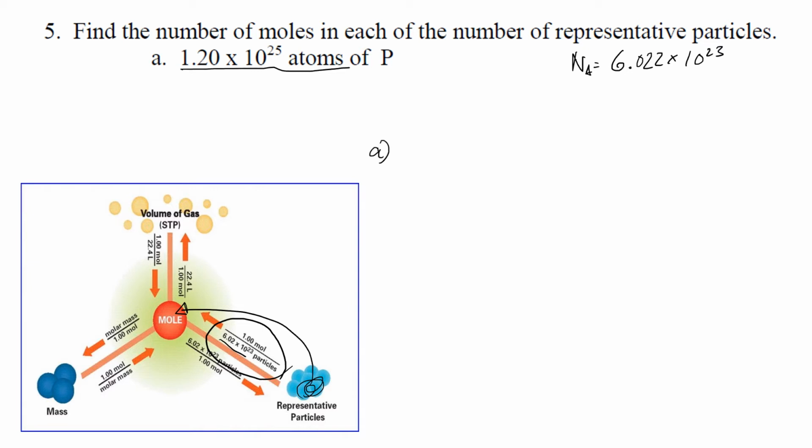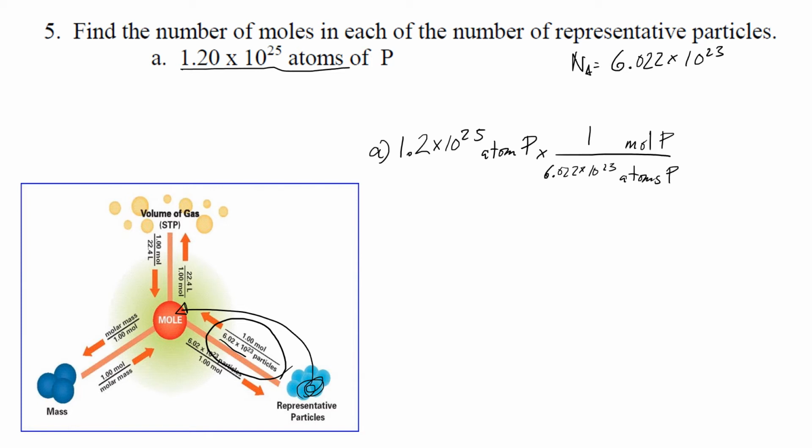So A, we start with a given of 1.2 times 10 to the 25 atoms of phosphorus. So we want to get out of atoms of phosphorus and into moles of phosphorus. And we know that every 1 mole is Avogadro's number, 6.022 times 10 to the 23rd atoms.